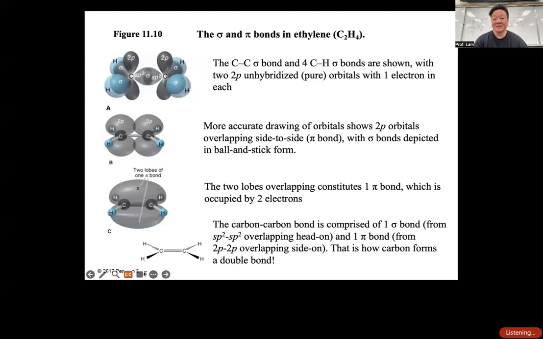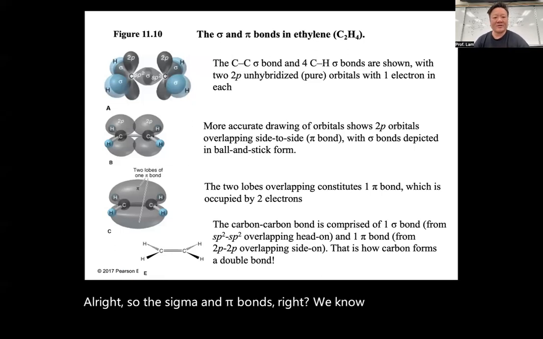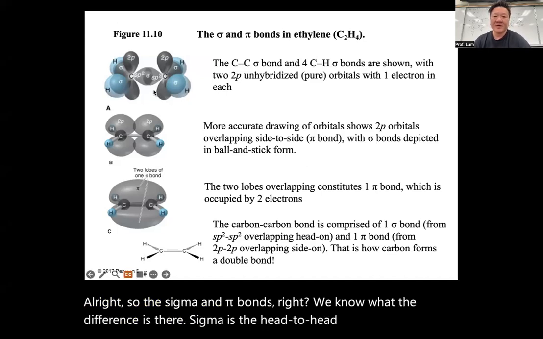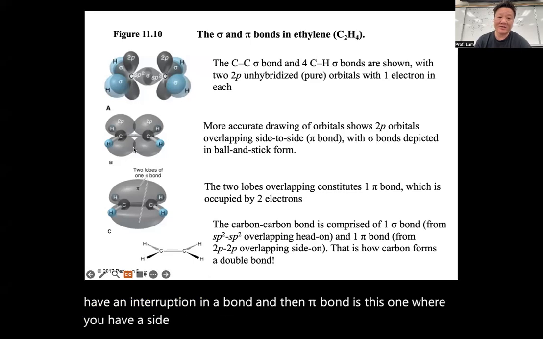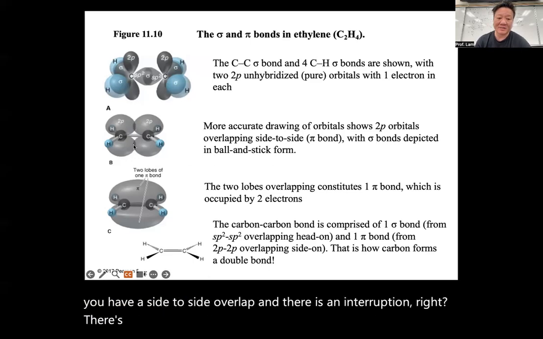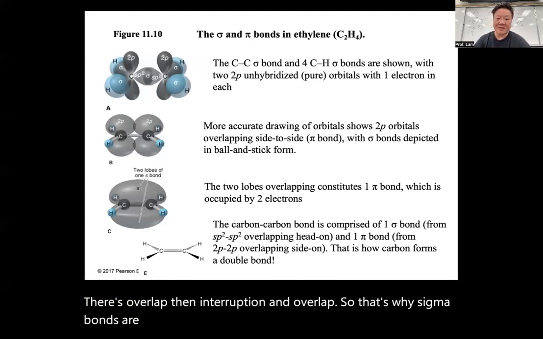All right, so the sigma and pi bonds, right? We know what the difference is there. Sigma is the head-to-head bond when you don't have an interruption in the bond, and then pi bond is the one where you have a side-to-side overlap and there is an interruption, right? There's overlap, then interruption, then overlap. So that's why sigma bonds are considered stronger than pi bonds, right?